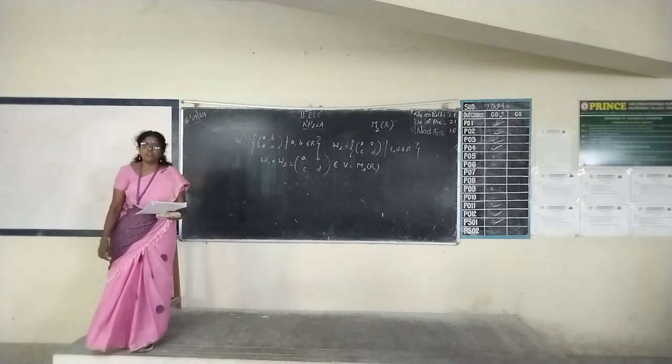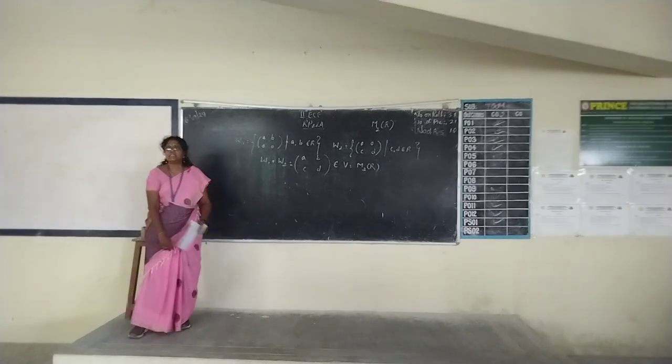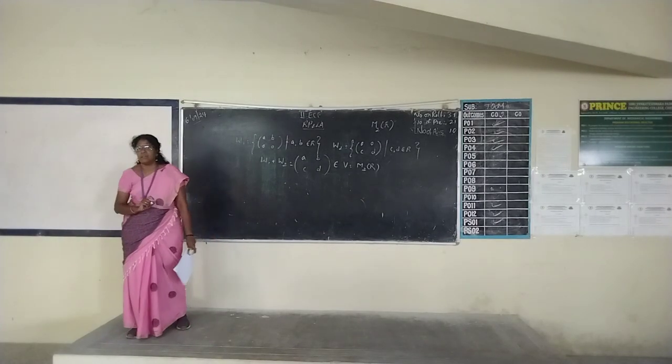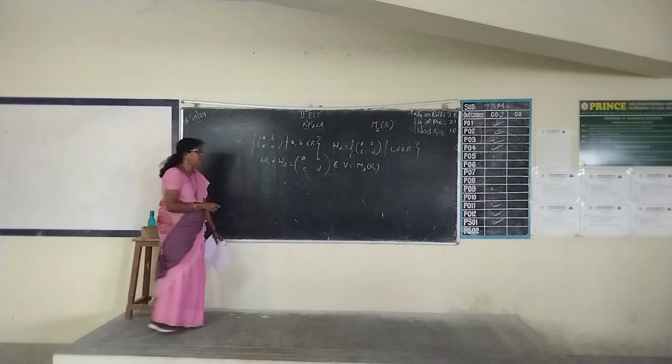What is the second one you have to prove? The intersection should be 0, the 0 element, that is your identity element. Whether it is obvious or not?